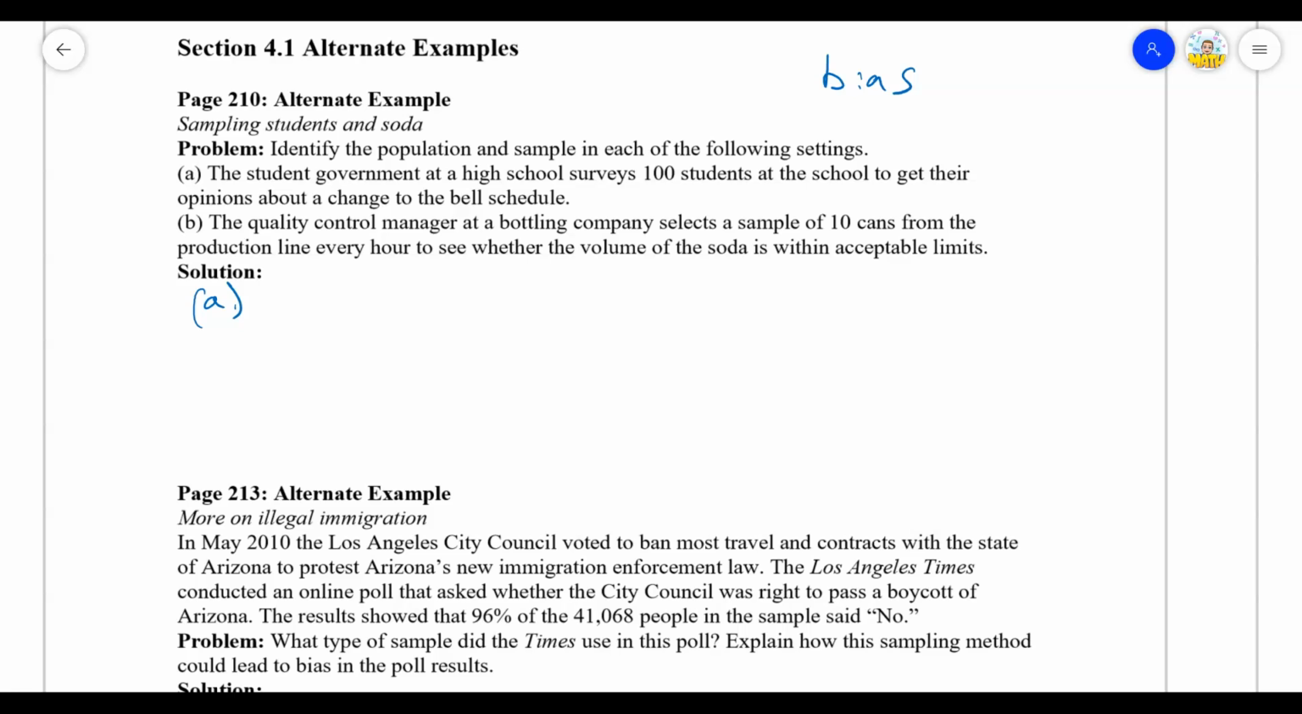So let's look at what we have here. The student government at a high school surveys 100 students. So that's going to be our sample. It's the 100 students that they select to get their opinions about the change of the bell schedule. What we're looking to identify here is the population of interest. The population in that situation should be all students at that school. That's definitely our population of interest. And then the sample is the 100 students that they surveyed.